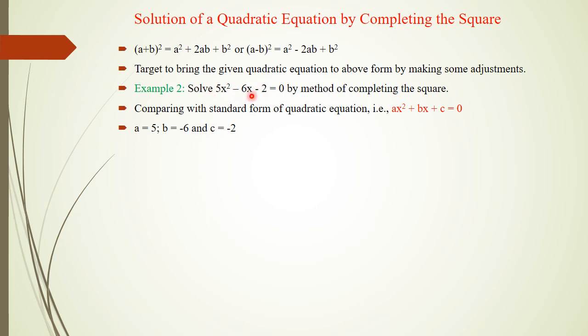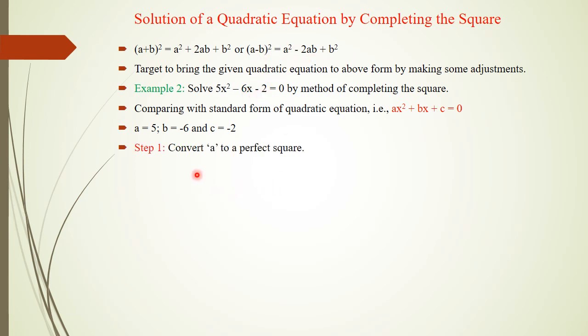If you carefully observe, I can reduce this quadratic equation to this form, that is (a - b) whole square equal to a² - 2ab + b². If I have a plus term here, then I can reduce it to the other form. But it is easier here to convert to (a - b) whole square. Therefore, I'll consider this one.